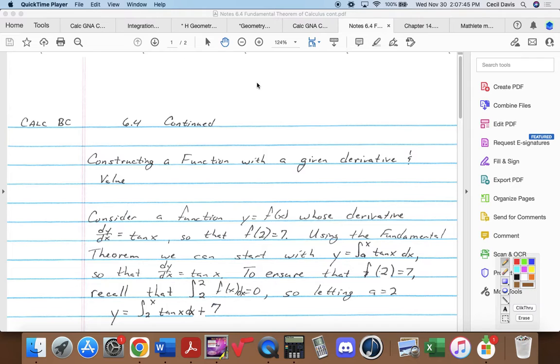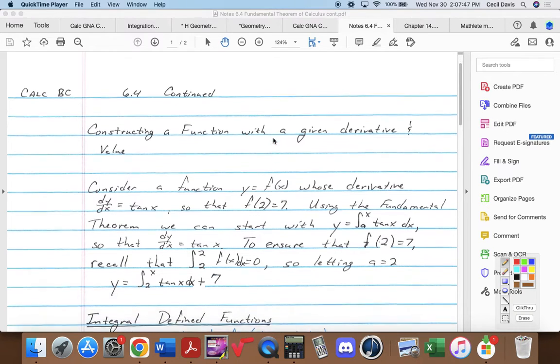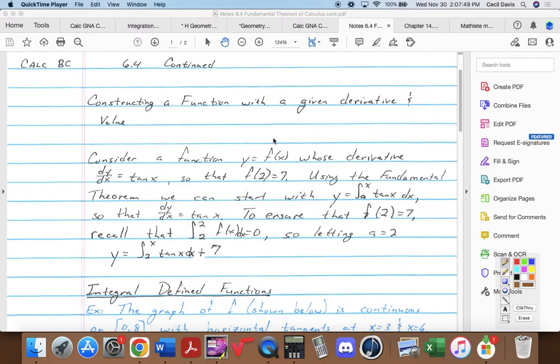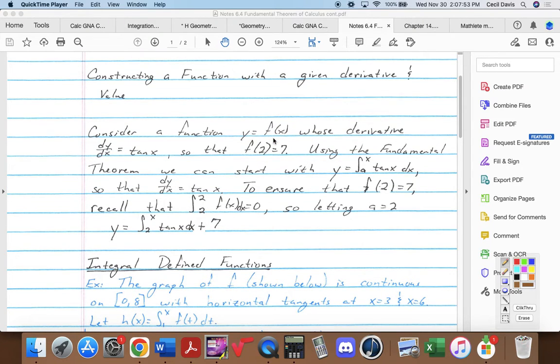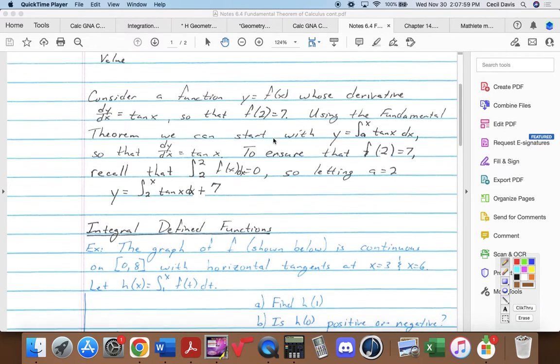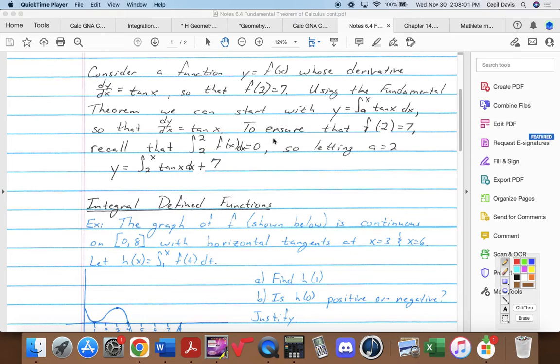So here the idea is, can we construct a function with a given derivative and a value? Consider a function y equals f of x, whose derivative, dy dx, equals tangent x, so that f of 2 is equal to 7. So that's all given information.